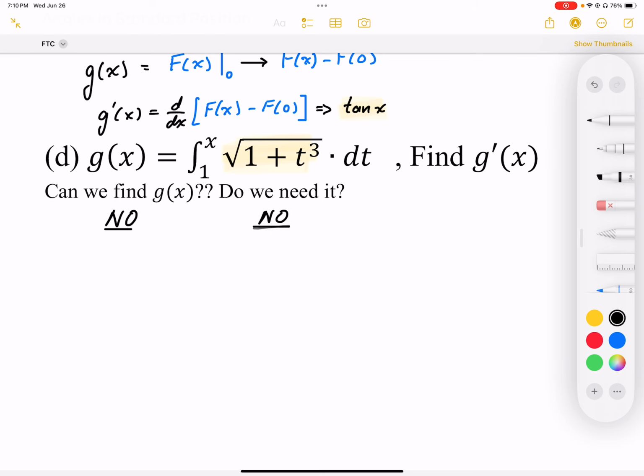Do we need it? No, we don't need it, because we're just going to apply the fundamental theorem of calculus. In this case, we know that an antiderivative does exist, and when I differentiate it, I'm going to get back to my integral, which is 1 over the square root of 1 plus t cubed, but I'm going to embed my x into my t, and I'm going to end up with what I started with. So this is the application of the fundamental theorem of calculus. When I differentiate and integrate, I'm going to end up back where I started.